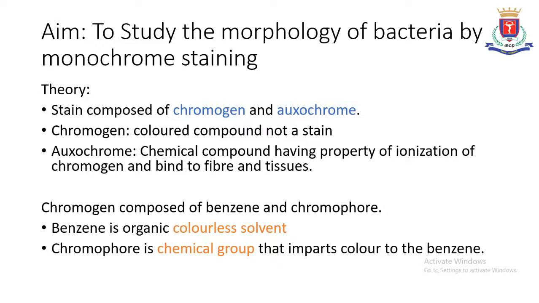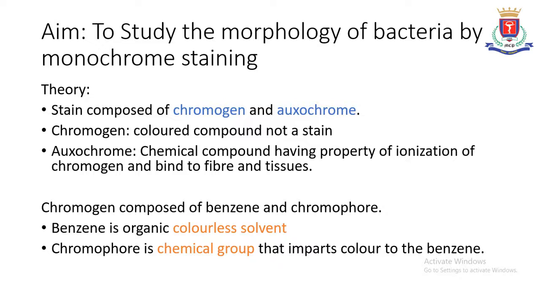Basically a stain is composed of two components. First is the chromogen and second is the auxochrome. Now this chromogen is the colored compound, but a single chromogen cannot be called a stain. It requires auxochrome to get converted into a stain.